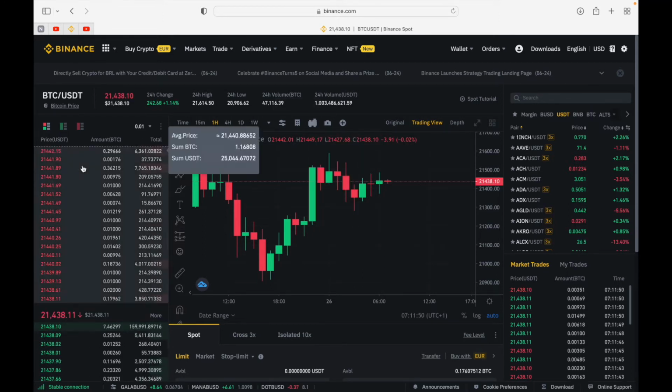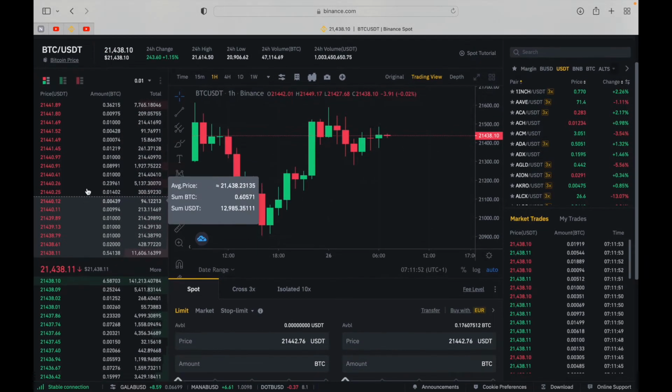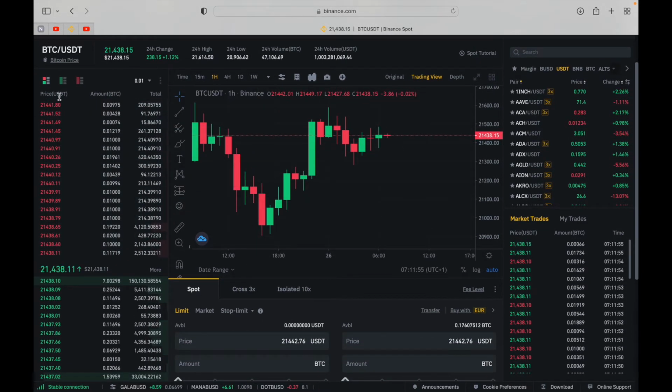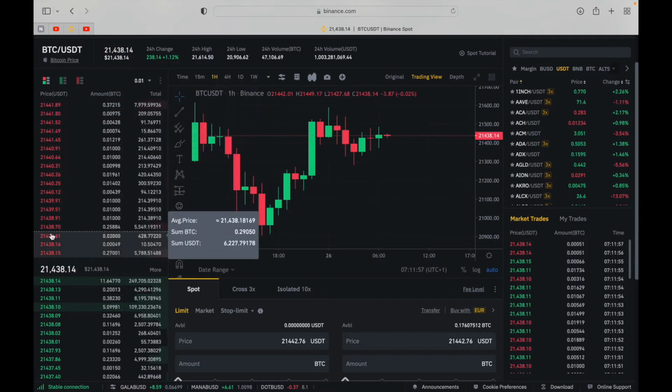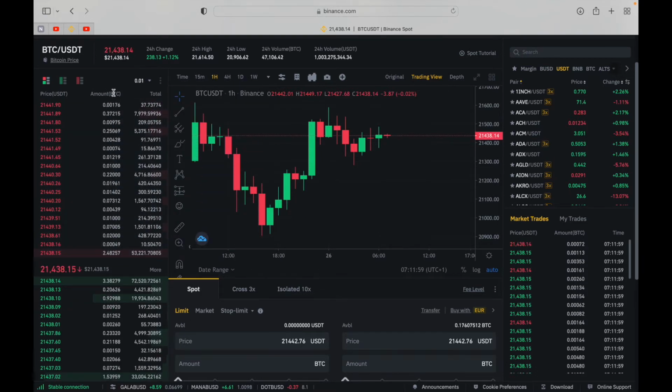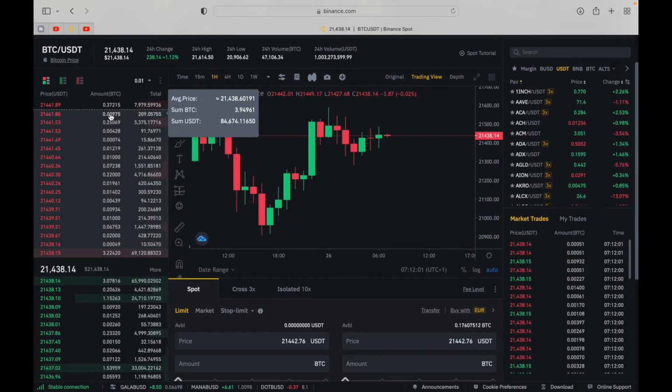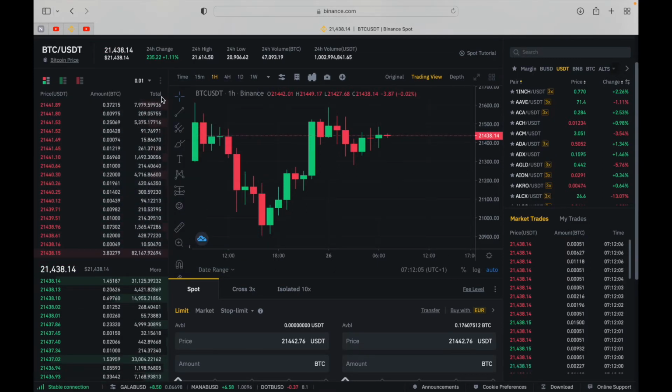Now, going to this left hand side, you can see price in USDT. These are the prices in USDT, and this is the amount of Bitcoin traded at their corresponding prices. This is the total.